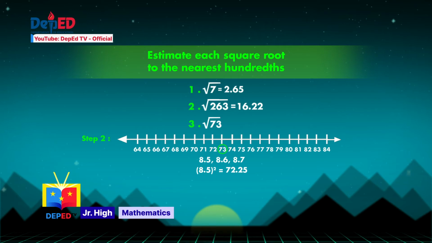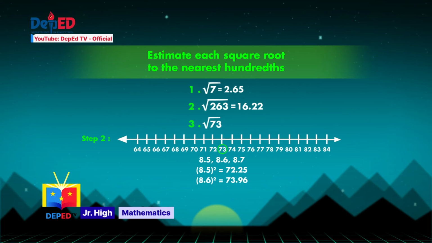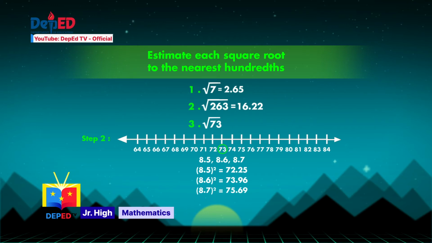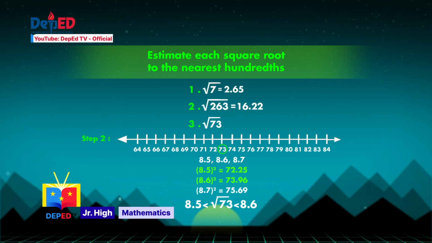8.5 squared is 72.25. 8.6 squared is 73.96. And the square of 8.7 is 75.69. The value of 73 is between 72.25 and 73.96. So, the square root of 73 must be between 8.5 and 8.6.